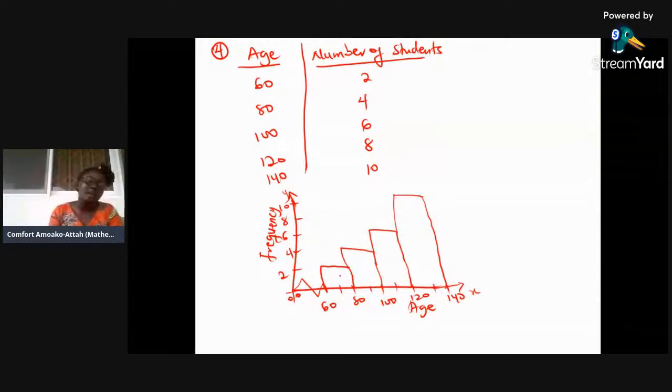Then the labeling of your numbers, such as 60, as opposed to writing them in the middle, I can decide to write them here and no one will punish me for that. I can also decide to write them here.